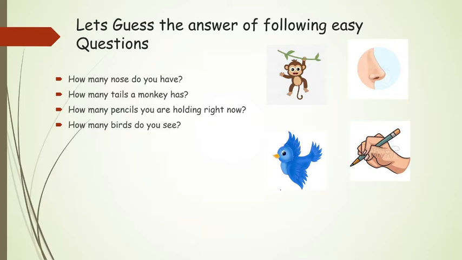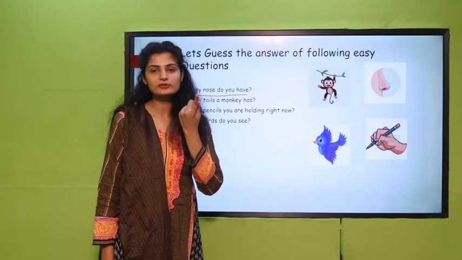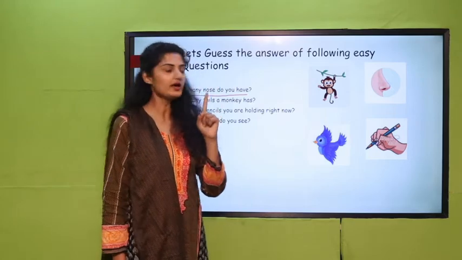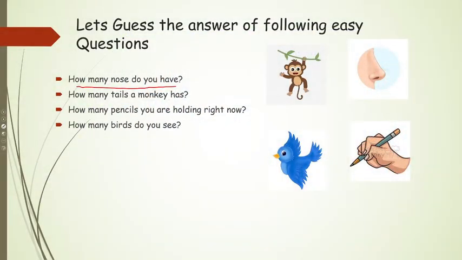First question, how many noses can you see on the board? How many noses do you actually have? Count on your face. How many noses do we have? One. One nose. So the answer is 1.